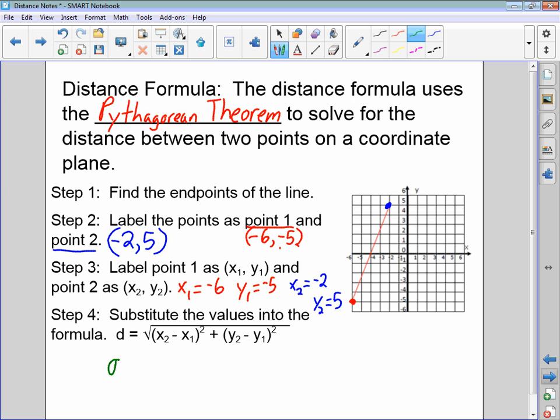We have distance equals the square root of x2, which is -2, minus x1, which is -6, plus y2, which is 5, minus y1, which is -5, squared.